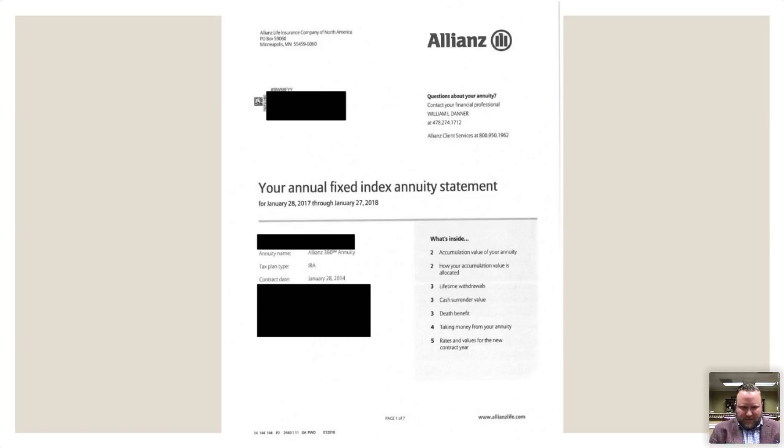So on the first page of this particular one, this is the Allianz 360. And you can see in the middle of the page that it's an IRA. The contract date on this is January 28, 2014. So that's when this investment was made. To the right of that, it explains what's inside the statement. Another thing I'll mention about annuity statements is generally you're going to get them once a year for fixed indexed annuities or fixed annuities. And that's because there's not changes. You only see changes once a year for that.